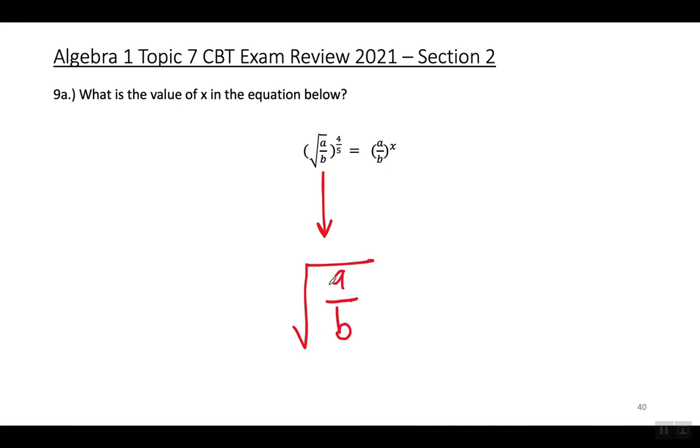Quick question. When you have the square root of a number, what's the index that I always said is invisible? What number is here that's invisible? You should be answering the number 2. There's a number 2 here, and what exponent is here? If there's nothing written, what exponent is here? 1, right?